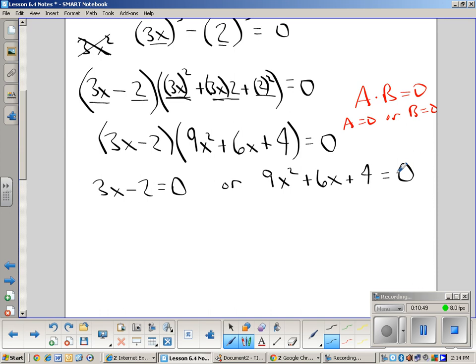Alright, Jocelyn, can you solve this first one here? You tell me how. Add 2x to each side. Add 2 to each side, and then divide each side by 3. So we get x is equal to 2/3. Right? x will be equal to 2/3.